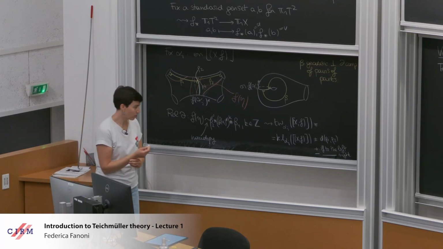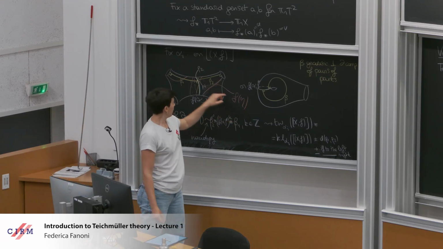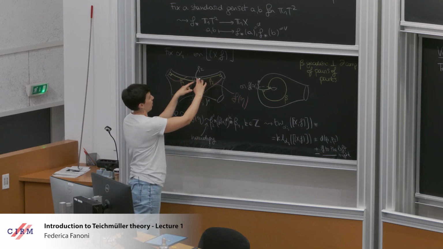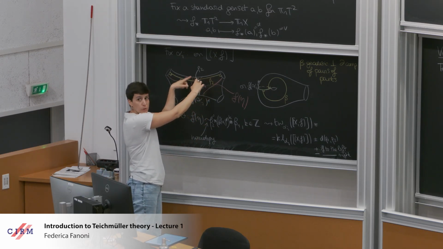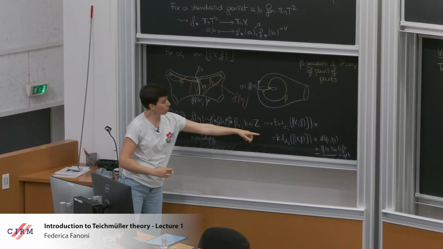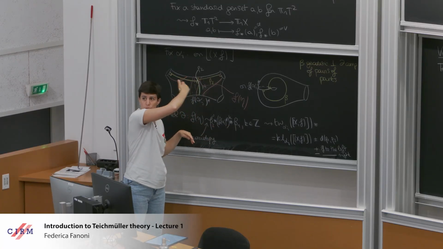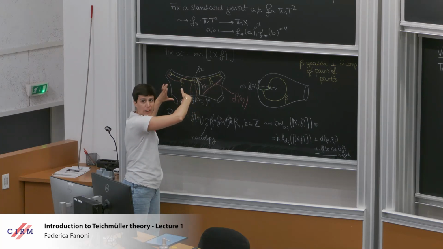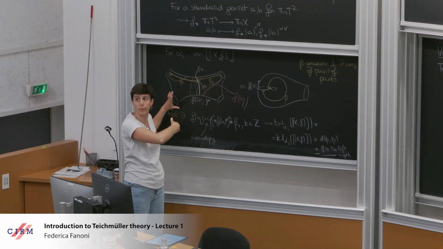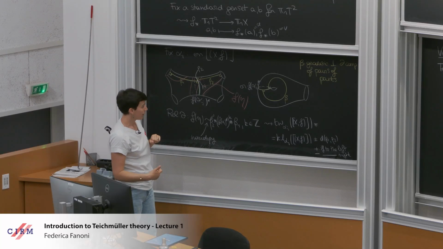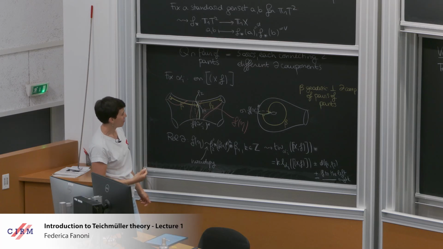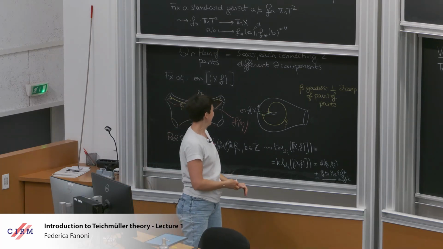Okay, so what does that mean? There's one part that tells me, okay, I want to know what's the distance between these two. And then there's one part that tells me how many times I need to go around my curve, how many times I need to twist one pair of pants before gluing into the other one. It's quite annoying written like this, and usually people don't do it.